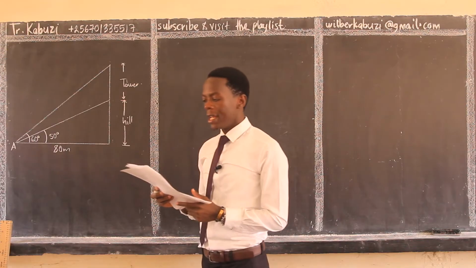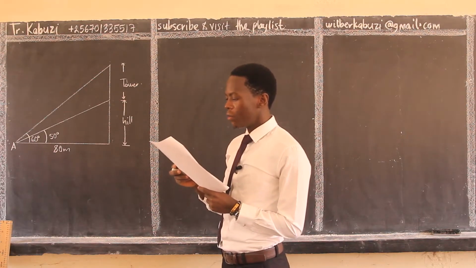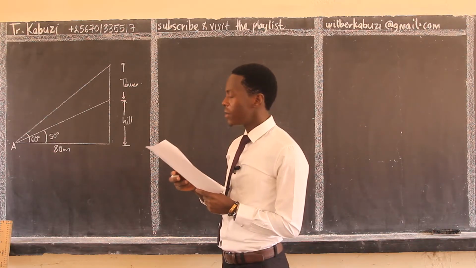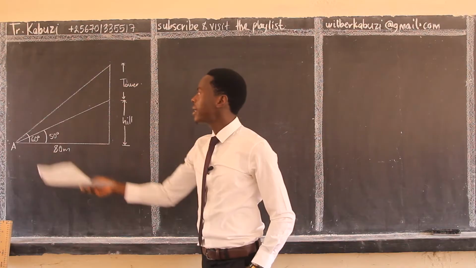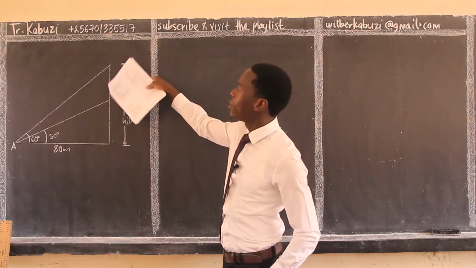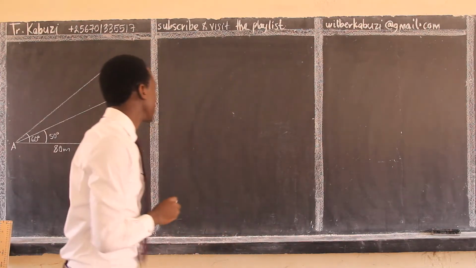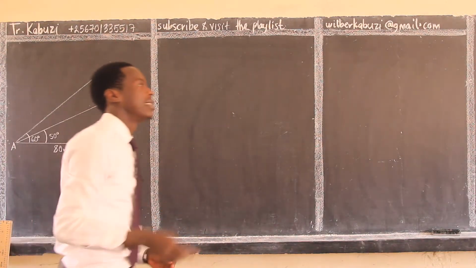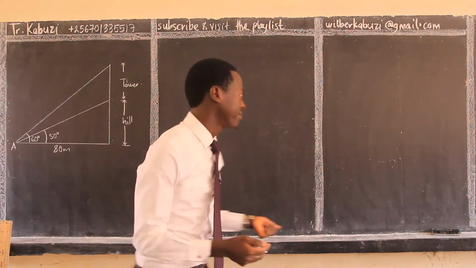So they want us to help the community know whether the tower can be built safely according to the safety measures. You want to know whether the height of the tower is going to be less than 50 meters for safety measures or for stability. You know, the higher the tower, the less stable it is.